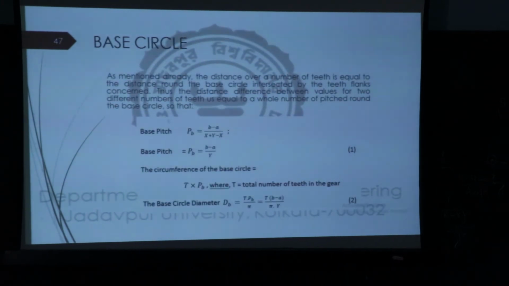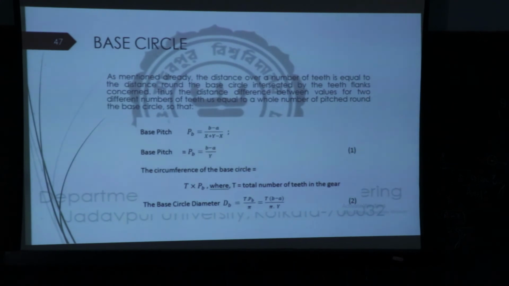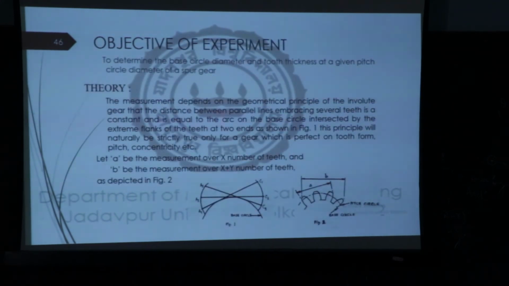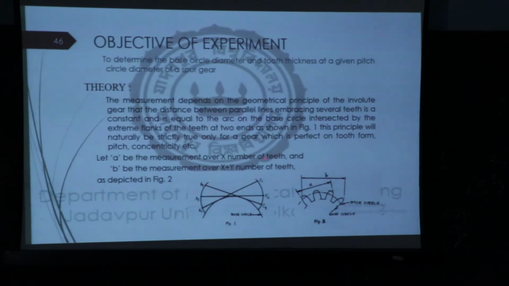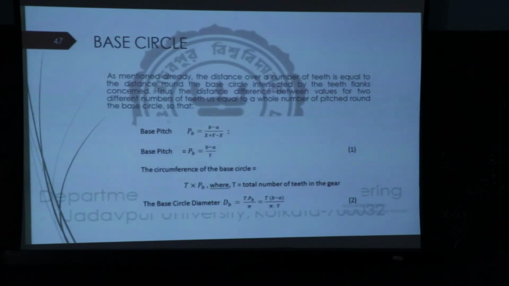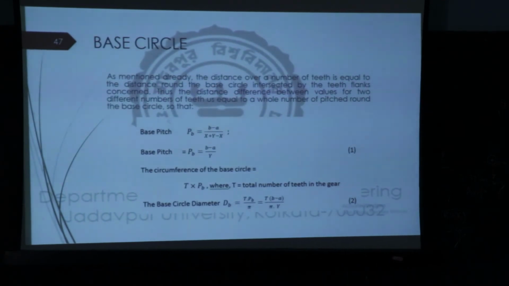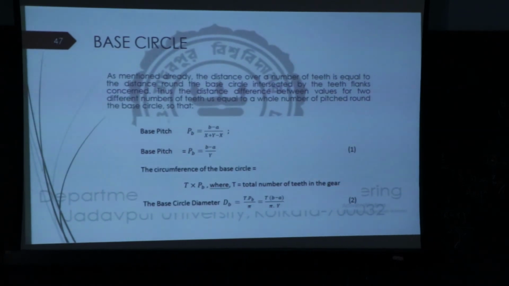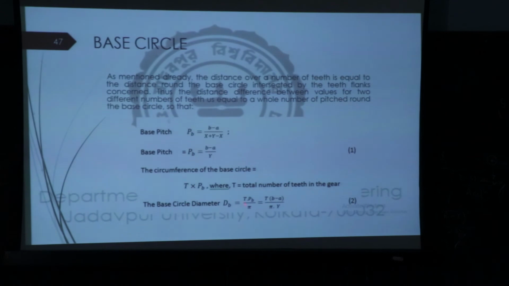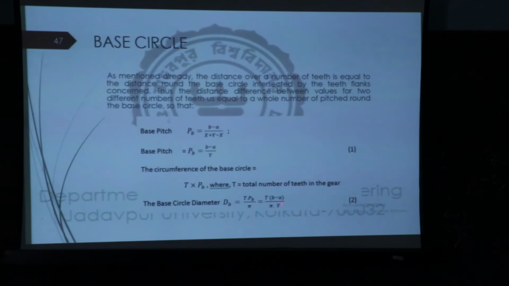And see how it is being carried out. For the base pitch, you have to take some measurements. One is the measurement over x number of teeth, A, and the other is a measurement over x plus y number of teeth. Then the base pitch is the difference in reading divided by the number of teeth y. Then the circumference you can find out by multiplying with the number of teeth. Again the base circle diameter you can calculate: pi d is nothing but T into Pb, and from that you can get the base circle diameter.